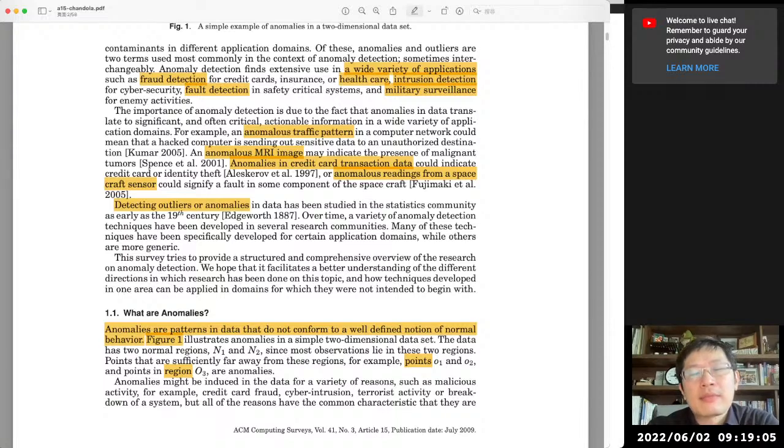So then you can try to figure out what is the difference between the normal MRI image and the abnormal MRI image, something like that. Usually we apply several different algorithms to detect the outliers or anomalies, which we will go over in the next hour.